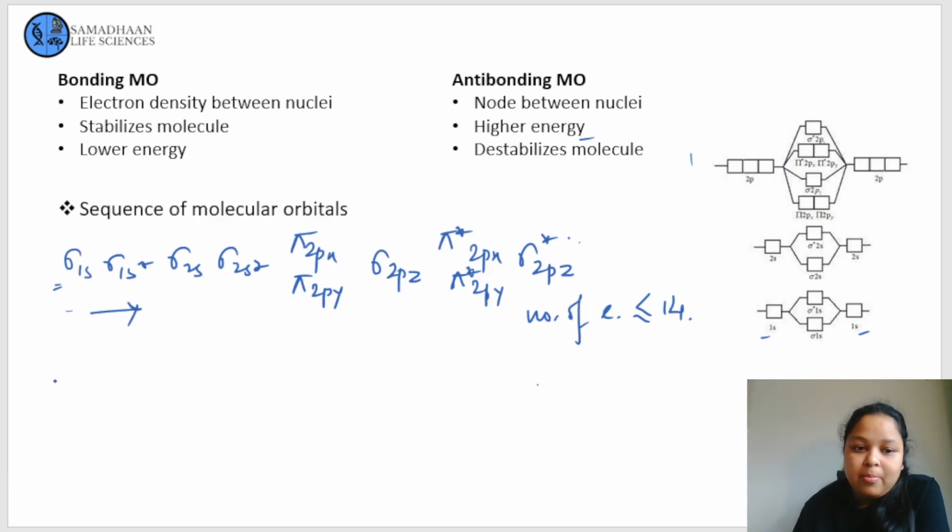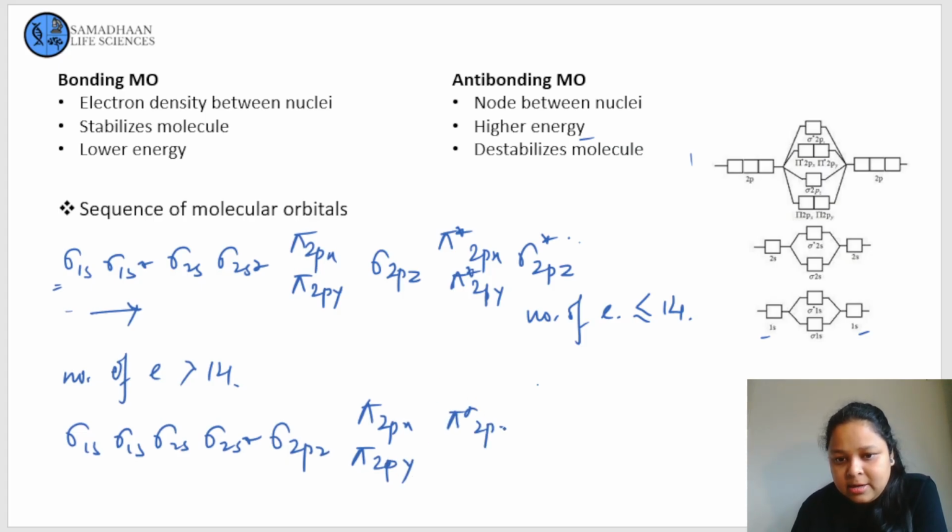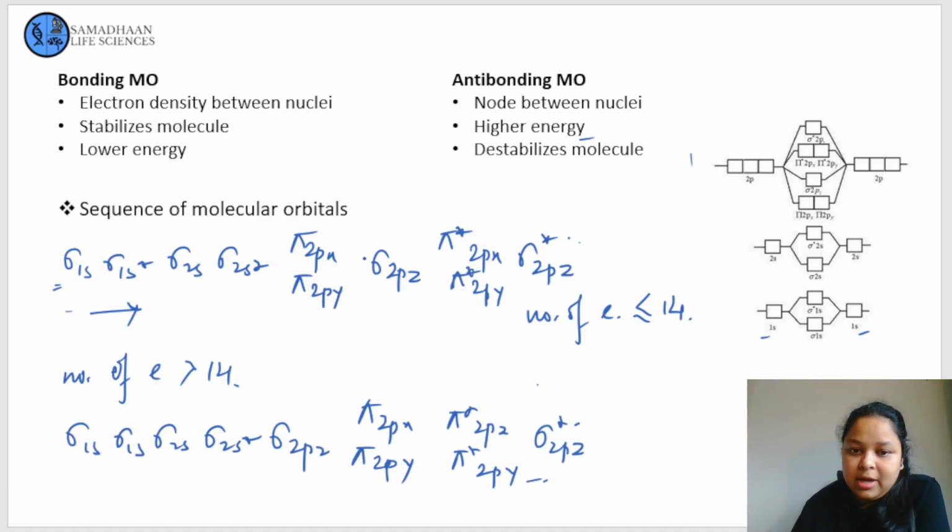Okay, but if the number of electrons is greater than 14, then the first part will remain the same, but this σ2pz comes forward, and then π, and the last part is again the same, π* and σ* antibonding. Okay, so here only the positions are interchanged between these two. You need to remember these two sequences to put the electrons. Okay, you don't need to remember a diagram like this.